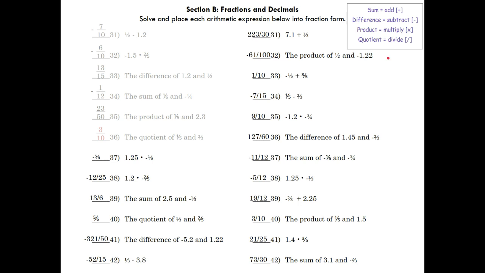Here are the answers to the rest of the questions, and that is how you do the rest of section B.